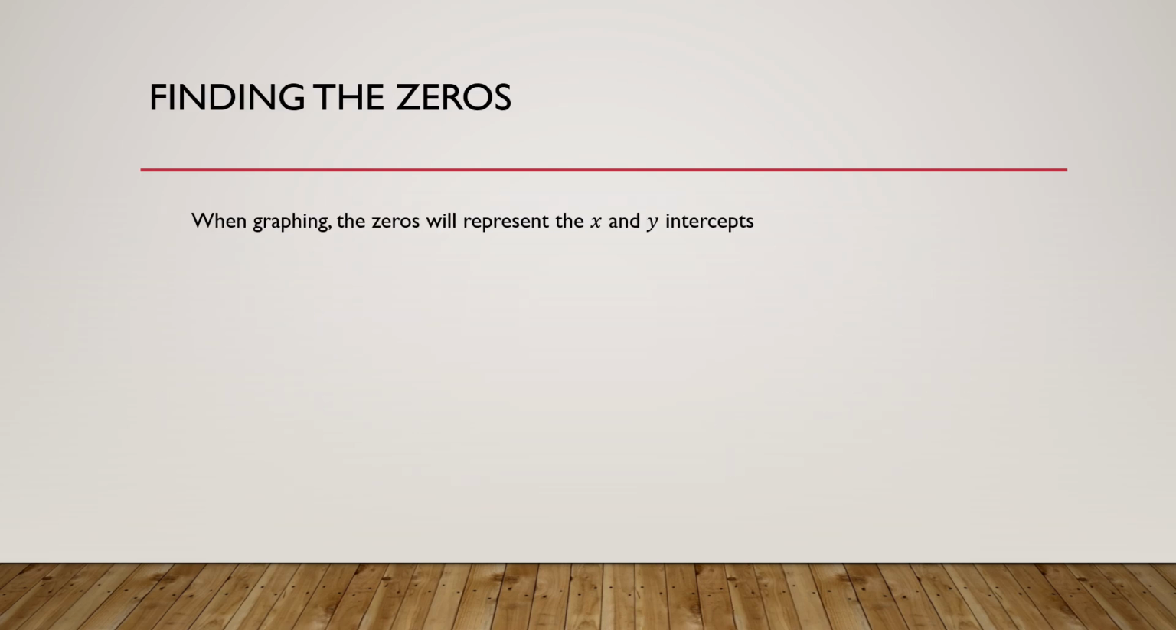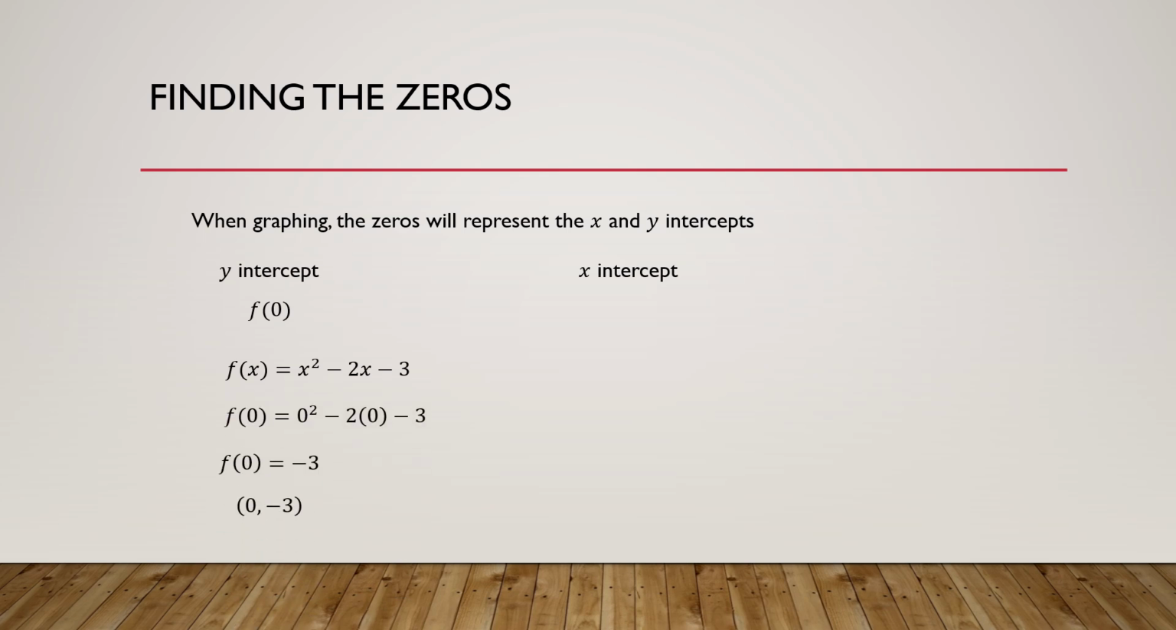When graphing a quadratic function, the zeros represent all ordered pairs where either x or y is 0. This, by definition, will be the x and y intercepts of the function. The y-intercept is easily found by setting x equal to 0. For example, take our quadratic function from earlier and find f of 0. Replace the x terms with 0, and we're left with -3, giving us the point 0, -3.